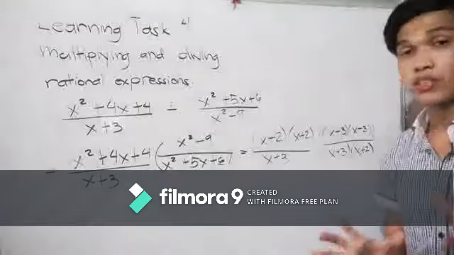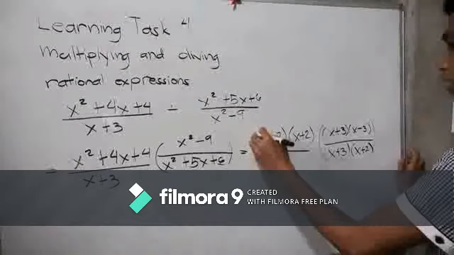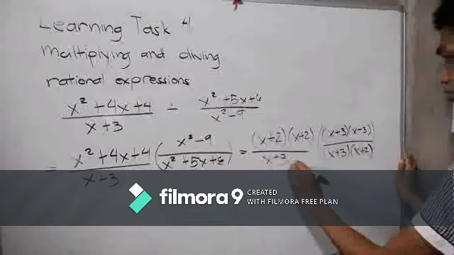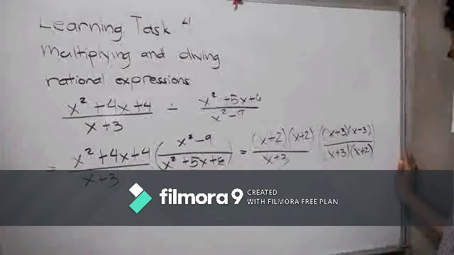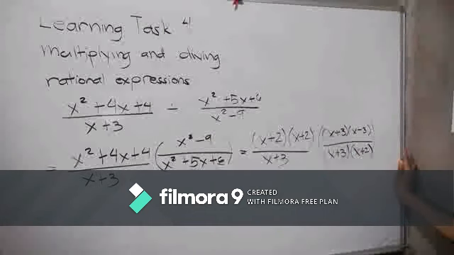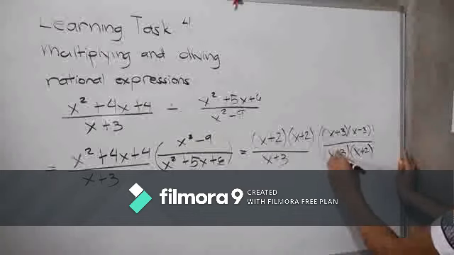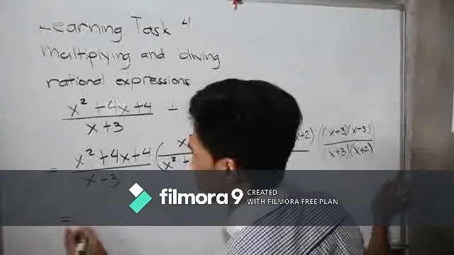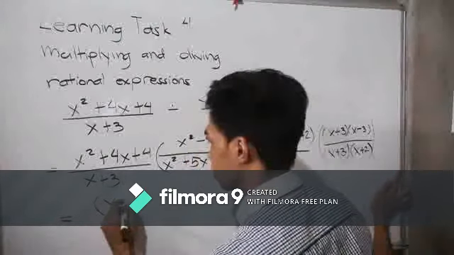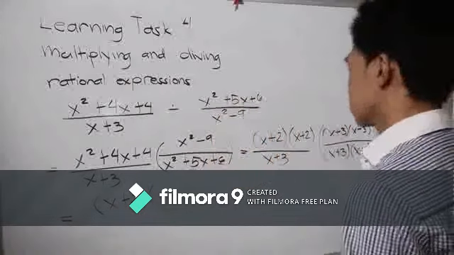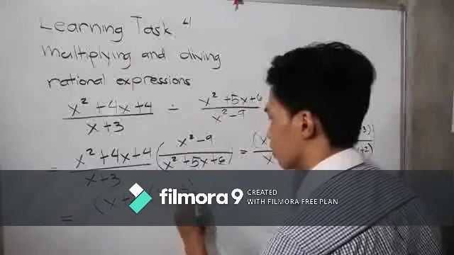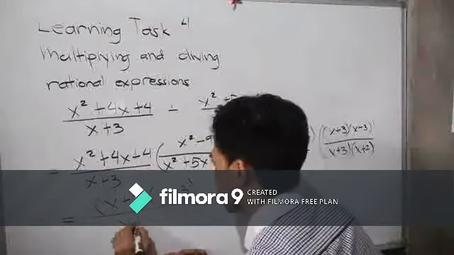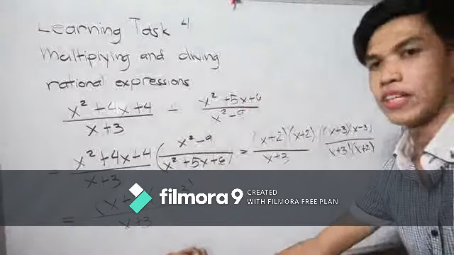So now, we can use cancellation method. I can cancel out this one. Ano pa ba nakikita ko? Ano pa ba natira? May isa pang x. Wala na. So, ang natira na lamang ay the quantity of x plus 2 times the quantity of x minus 3 over x plus 3. Final answer? Hindi pa po.